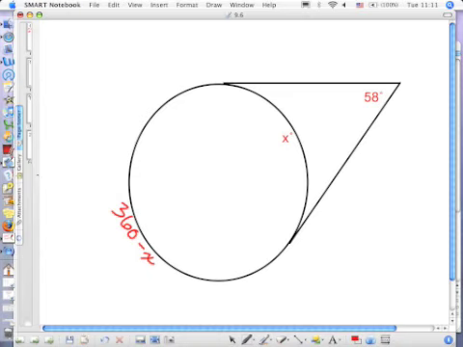Now here we're going to have to actually set up an equation and work on it. Darian, you need to stop drawing and start paying attention.